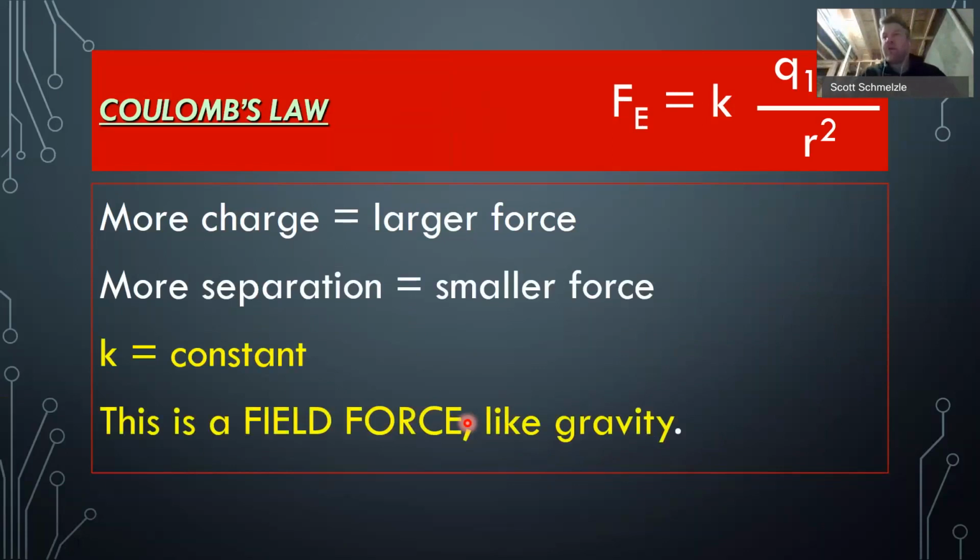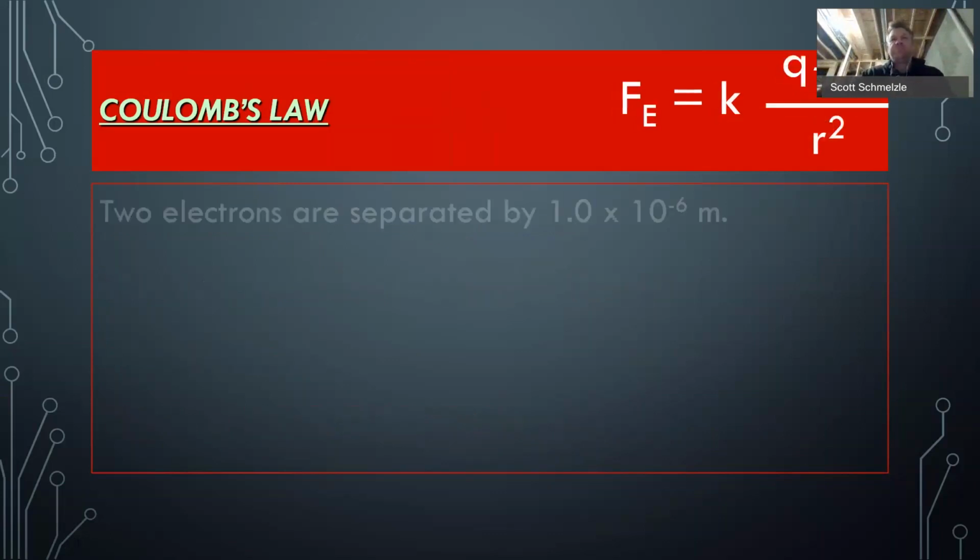This is a field force like gravity. So basically what that means is that the closer you get, the larger the force is going to be. The farther away you get, the less force is felt. So an object that's, say, 1 meter here is going to have more force than here, which will have more force than here, and so on and so forth. As you get further apart, the force will start to shrink. Okay?